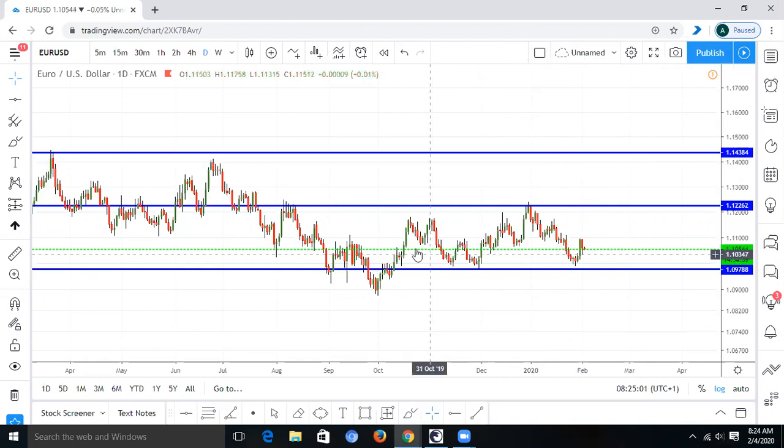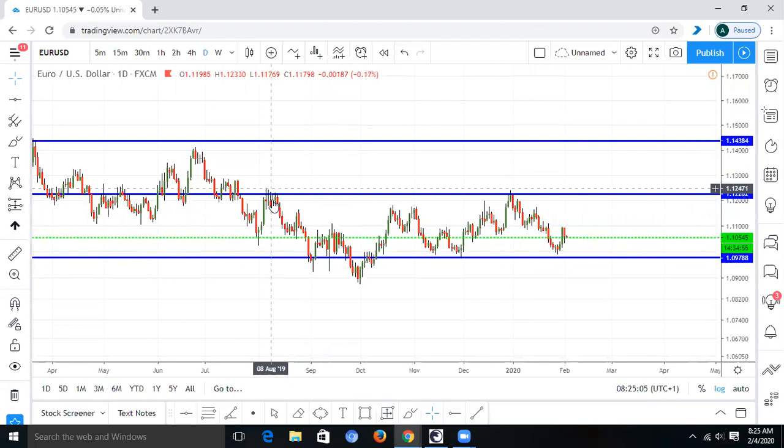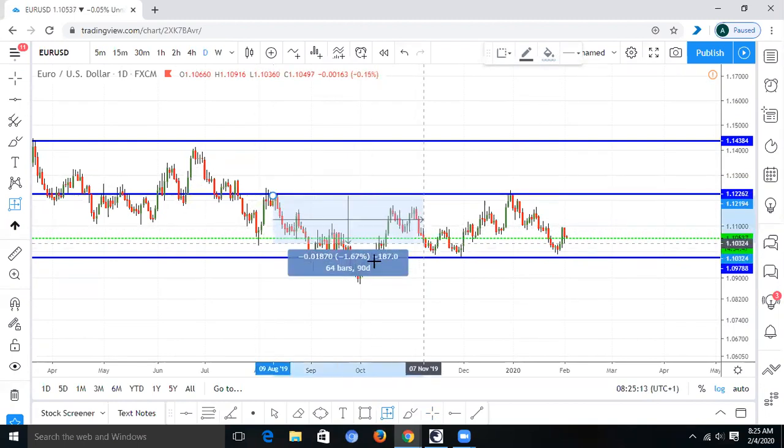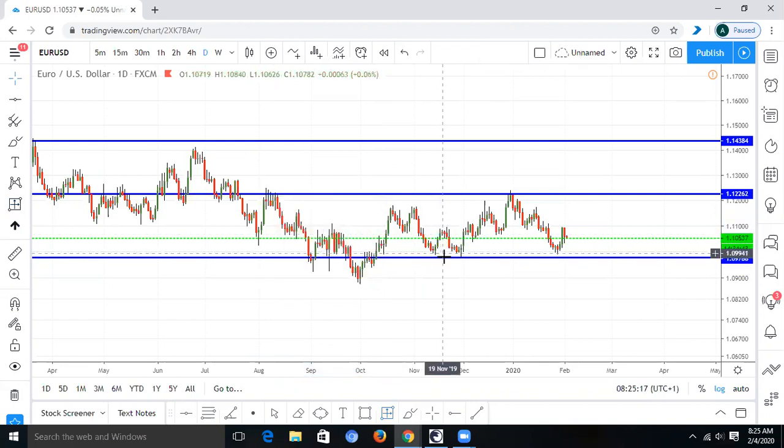Now the daily is telling me that the market is stuck between these two zones. Look at the market touch this zone. It came down how many pips? Let's calculate. It came down about 200 and something pips. The market got down to this zone again, it went up. It came down to this zone again, it went up. Now I know that this is a zone.